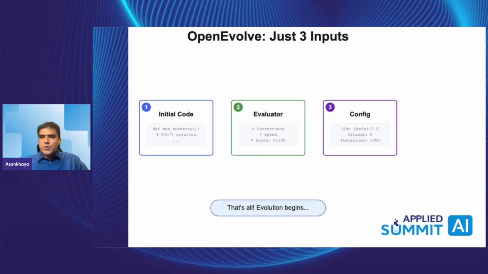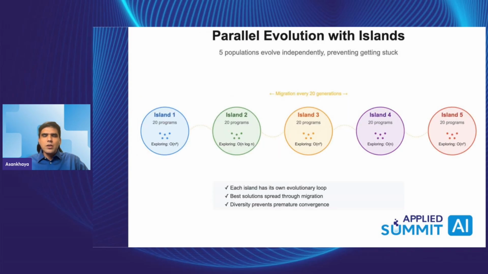So with just these 3 inputs, you can just start OpenEvolve, and evolution will guide the process and find the best possible program, right? So we have implemented what is known as an island-based evolutionary process, where each individual island maintains a population, which is diverse and separated from each other. So each island has its own evolutionary loop. So in this particular example, you see that there are 5 different populations, and each individual in the population is a particular program, which is a solution to the problem, right?